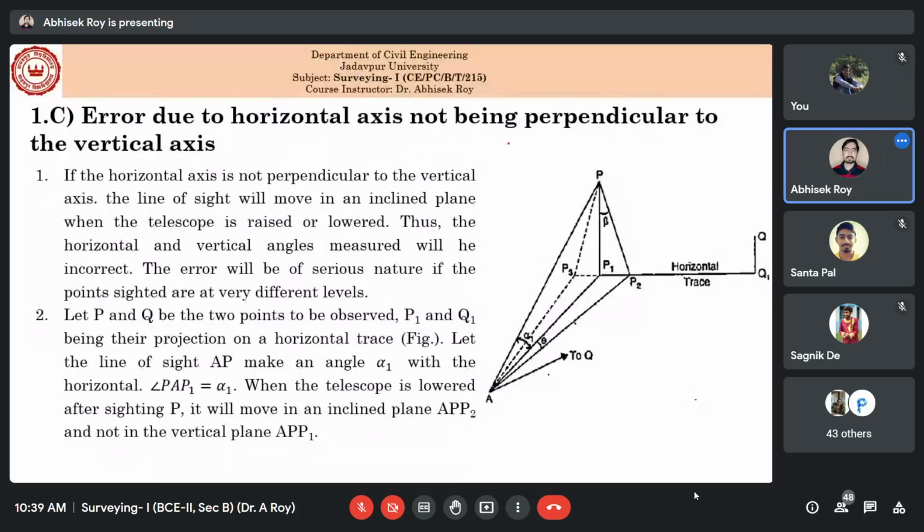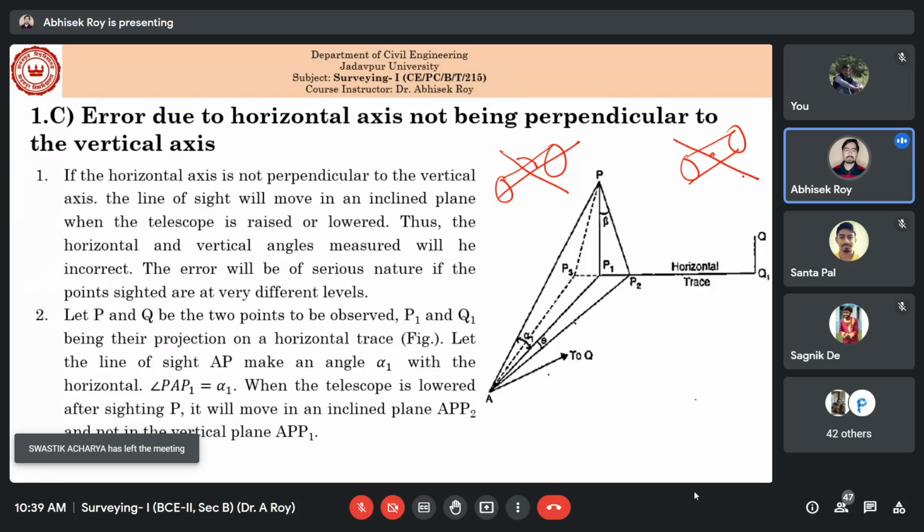Now, till now we have discussed that the line of collimation is not perpendicular to the horizontal axis. Now what we will discuss? Now we will discuss the horizontal axis not being perpendicular to the vertical axis. So if this is not vertical, if this is say 89 degree, then the line of collimation, if you are going down, will follow an inclined path like this one.